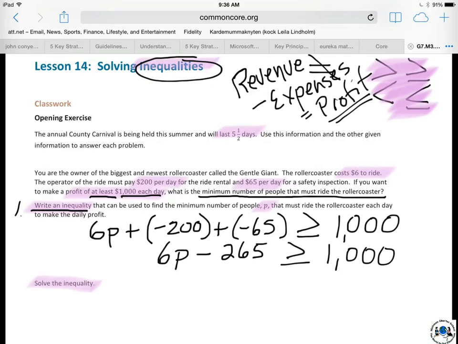Here we are back, with my having written the inequality. The 6P I got from knowing that the roller coaster costs $6 to ride, and the P, of course, stands for people, because we are solving for the minimum number of people. That's our variable. Now I am subtracting away, or adding a negative 200 to that, because each day I need to pay $200 for the rental, and then I'm paying $65 for the safety inspection.